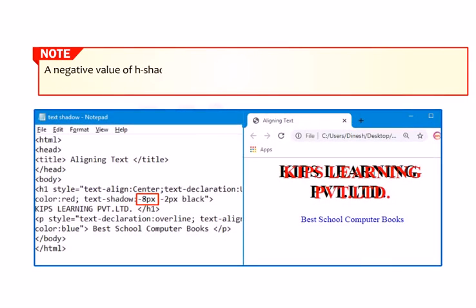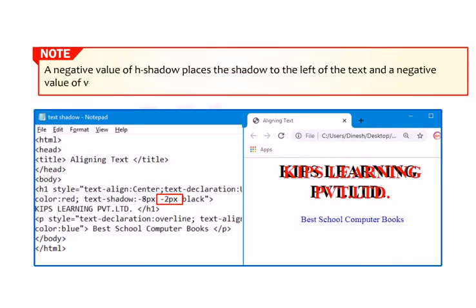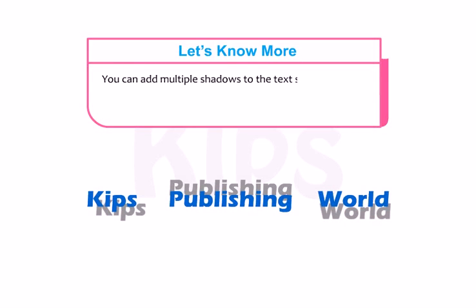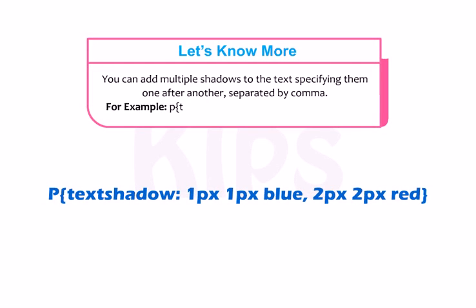Okay, students, know that a negative value of h-shadow places the shadow to the left of the text and a negative value of v-shadow places the shadow above the text. Students, let us know more. You can add multiple shadows to the text, specifying them one after another separated by a comma. For example, P { text-shadow: 1px 1px blue, 2px 2px red }.